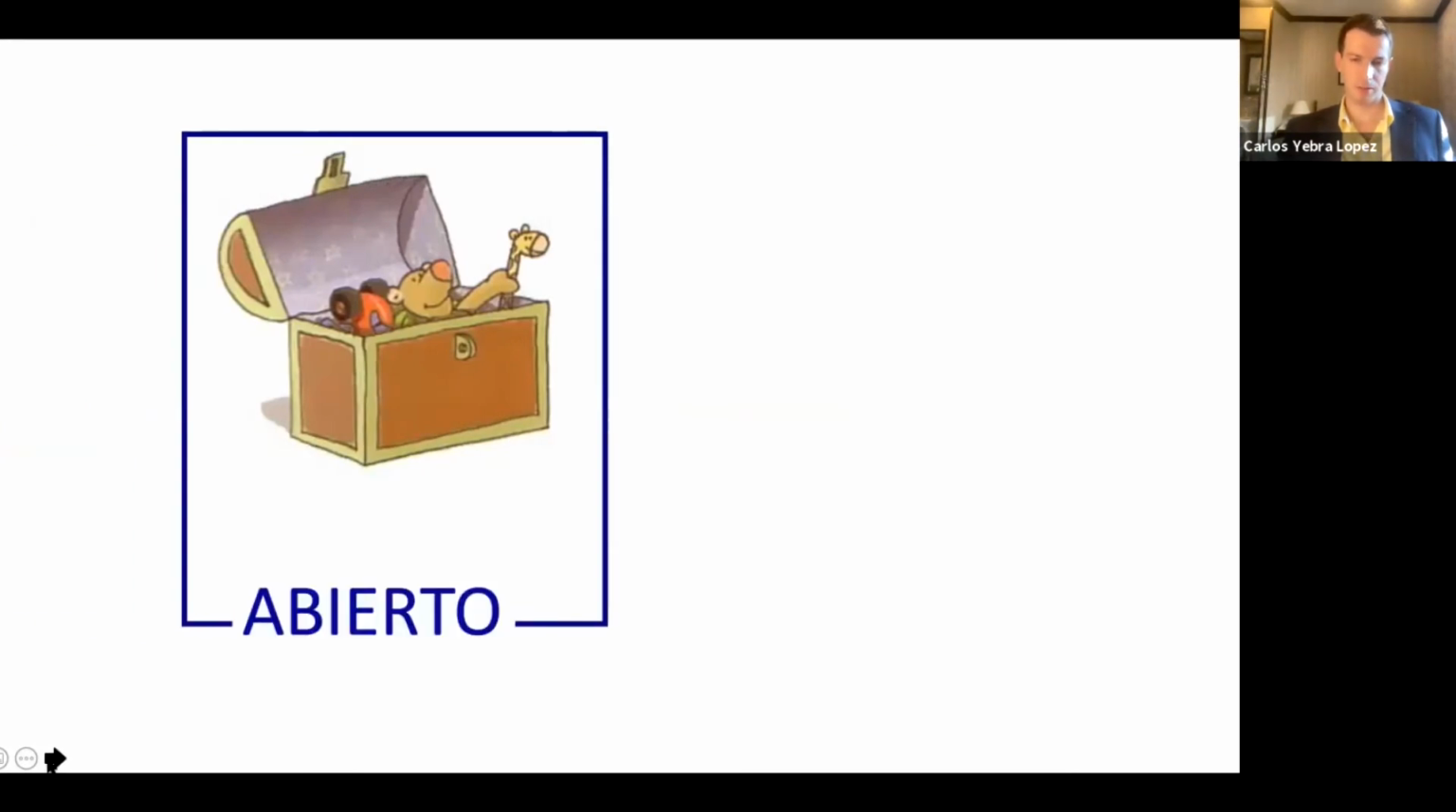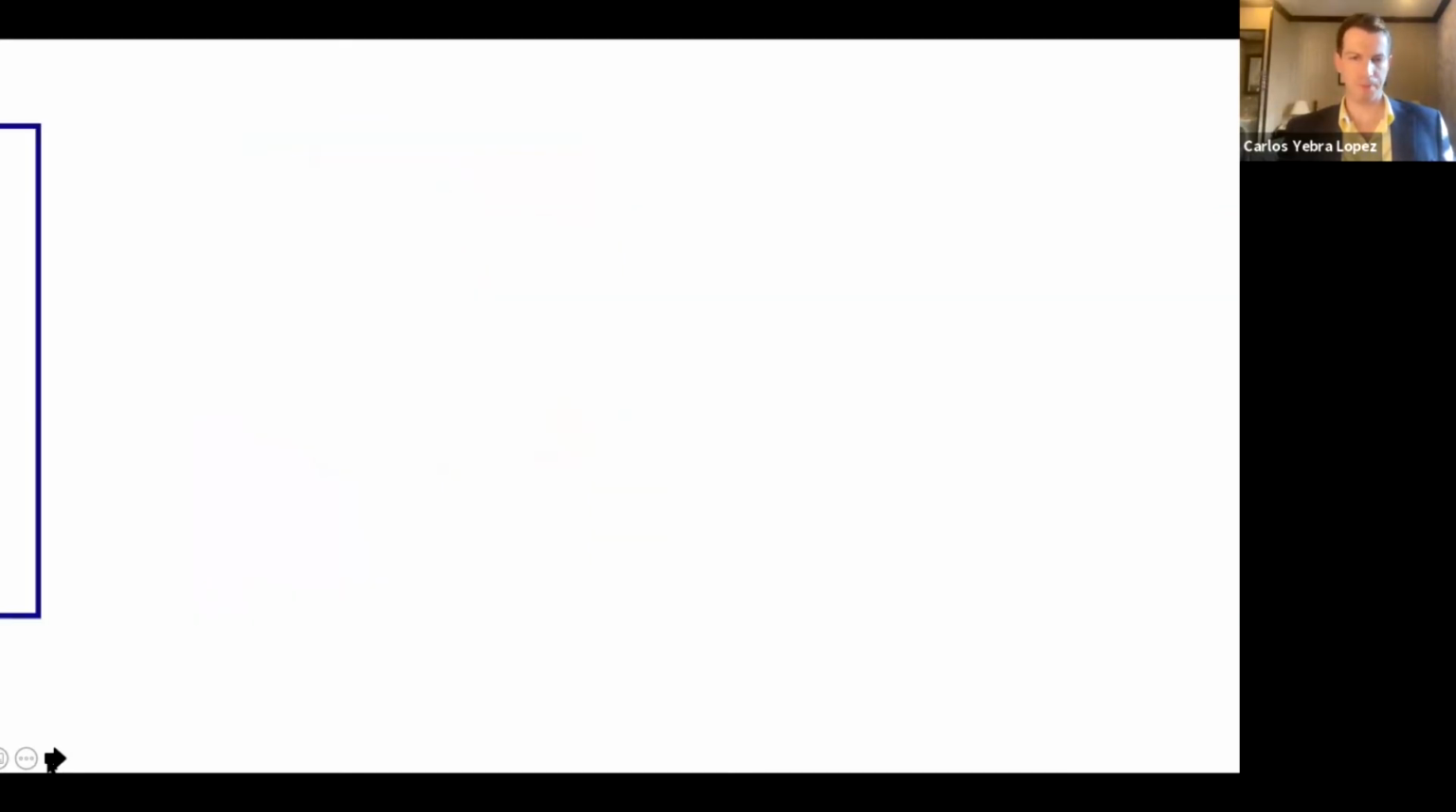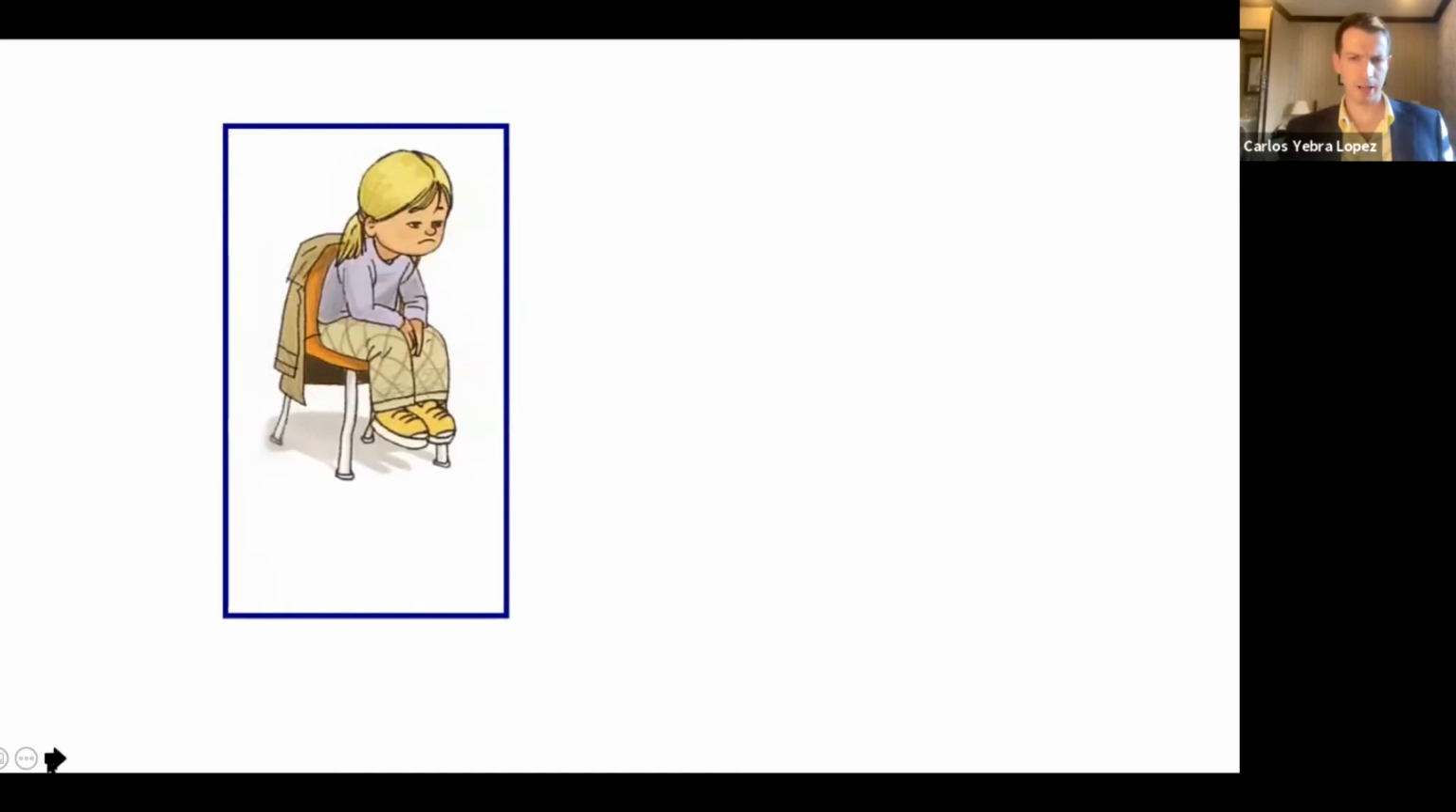Abierto, for something to be open. Is that a permanent thing or is it a temporary state of thing? Think about that. This object is opened, is abierto, but it can be very easily closed, cerrado. So it will be está abierto, right? Está abierto.